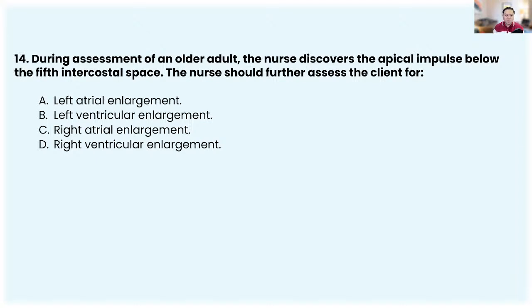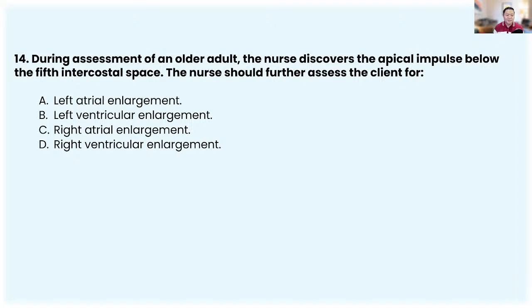During the assessment of an older adult, the nurse discovers the apical impulse below the fifth intercostal space. The nurse should further assess the client for A, left atrial enlargement, B, left ventricular enlargement, C, right atrial enlargement, or D, right ventricular enlargement.